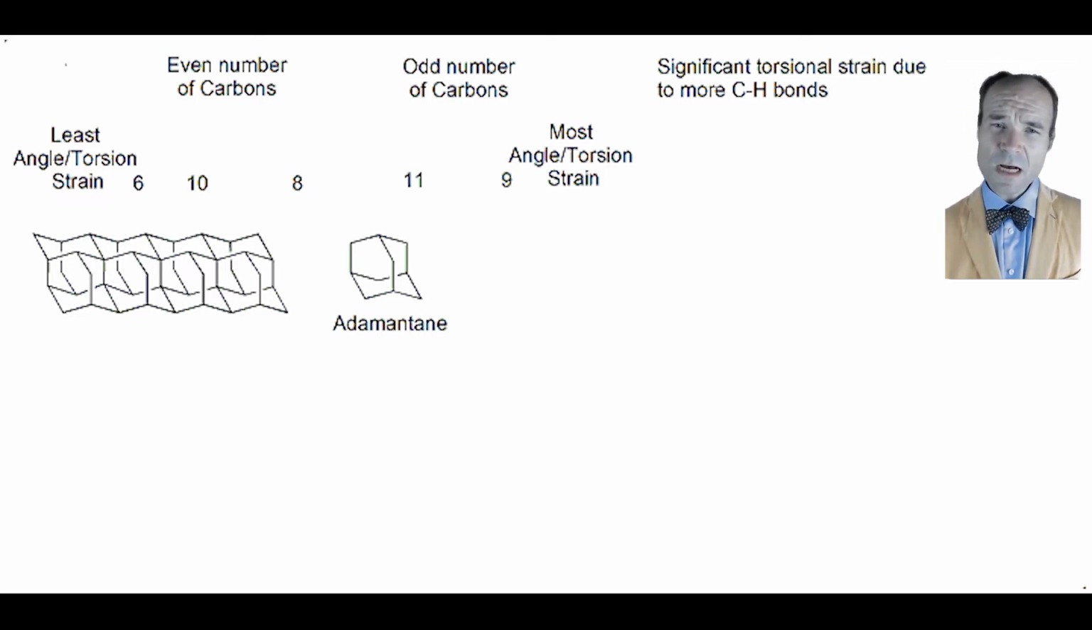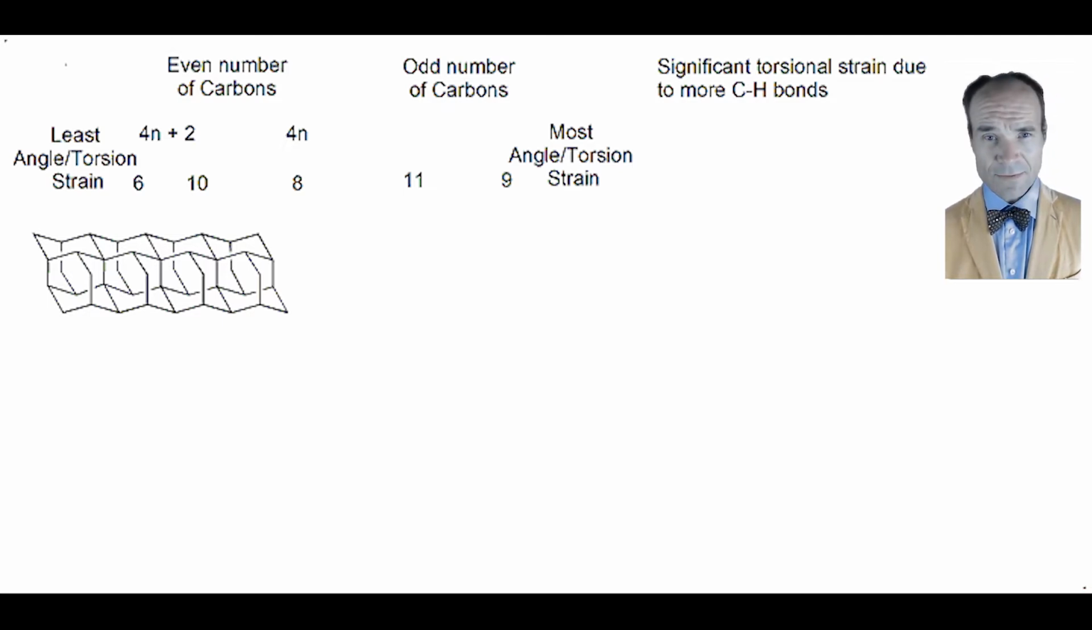The even carbon size rings fall into two subcategories. 4n plus 2, for example 6 where n is 1, or 10 where n is 2. And 4n, for example 8 where n is 2. 4n plus 2 is a lower energy than 4n. In addition, the 4n rings' conformation imposable upon the lattice isn't the optimal conformation of lowest energy.